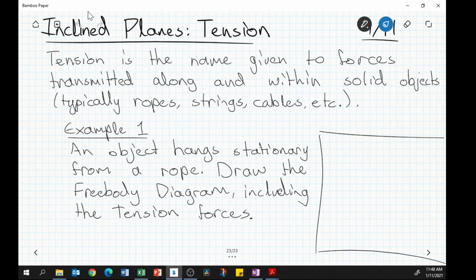So let's quickly look at this free body diagram and we'll talk about some key things. We're going to have our object. We're going to give it a mass. So let's call this mass one. It's a trapezoid, that sort of classic shape. Here's mass one. And it's hanging from a rope.